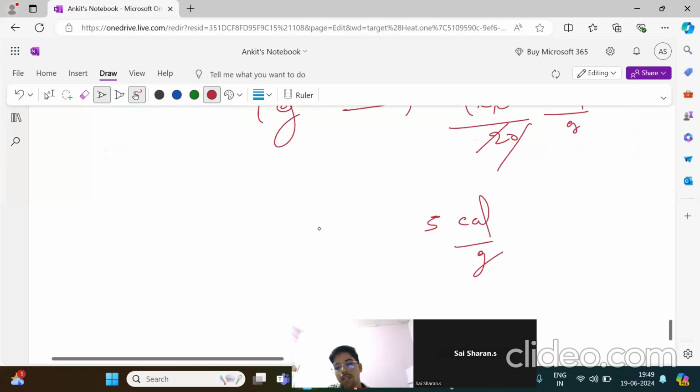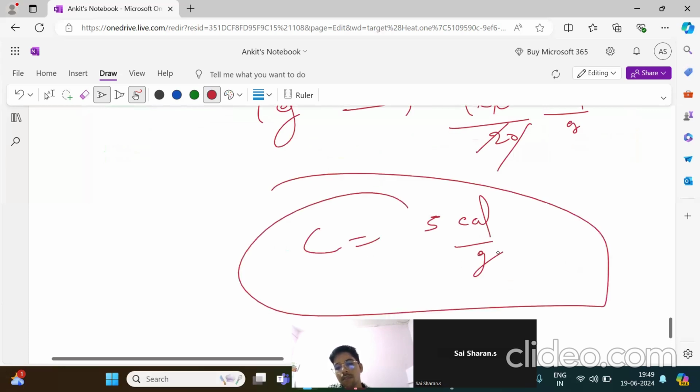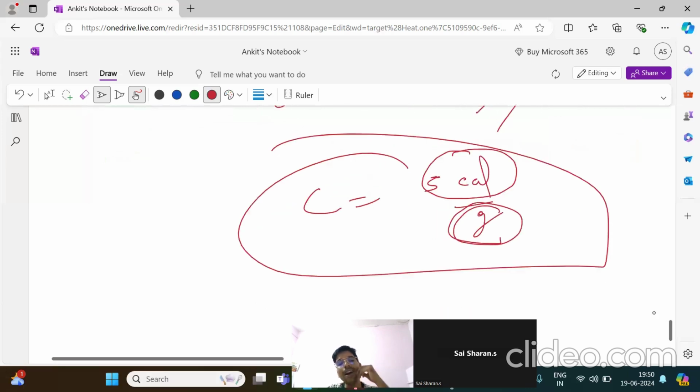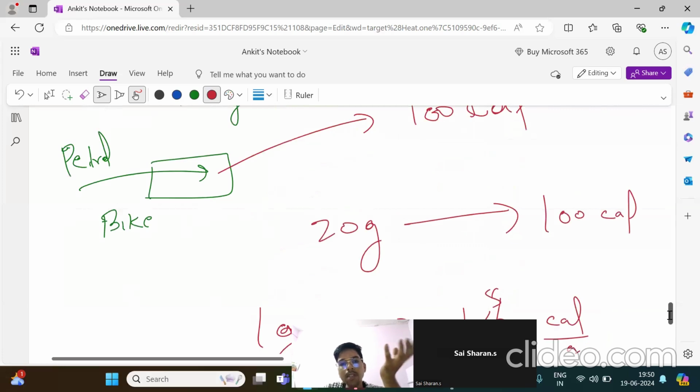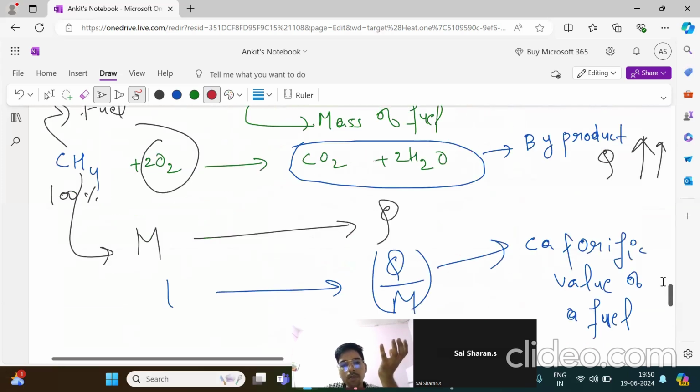What is the meaning of this? Calorific value. It means if you take 1 gram of petrol, how much energy will it produce? 5 calorie. So higher the calorific value. Calorific value means if you take unit mass of a substance, then how much energy it will produce. That is known as calorific value.